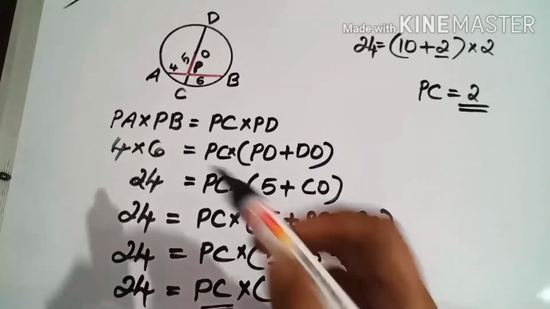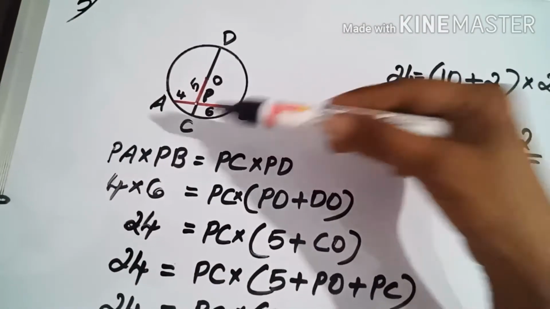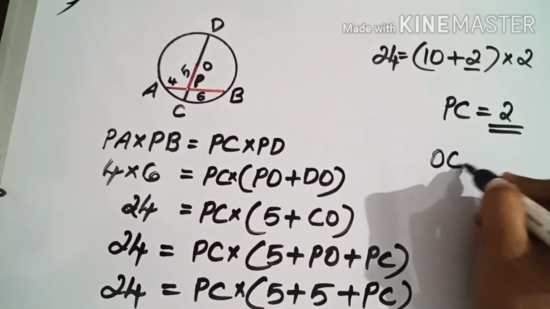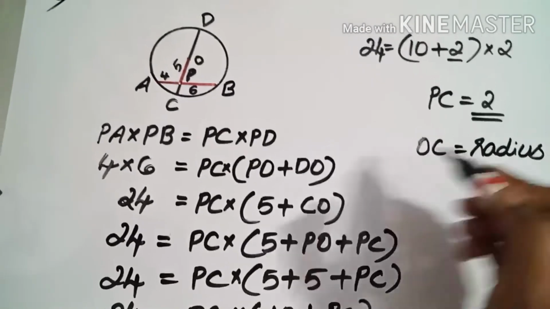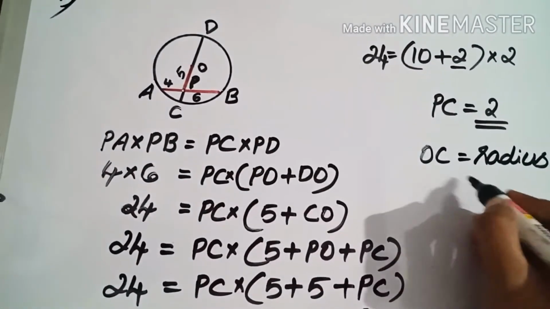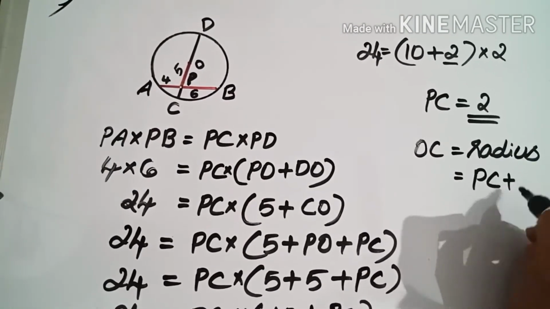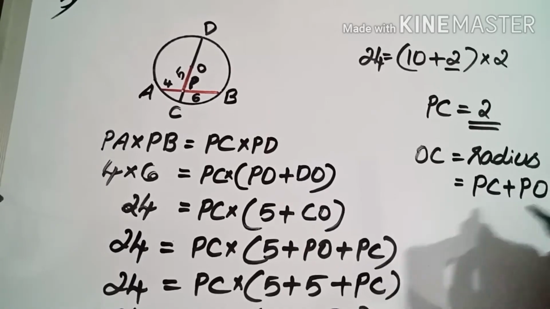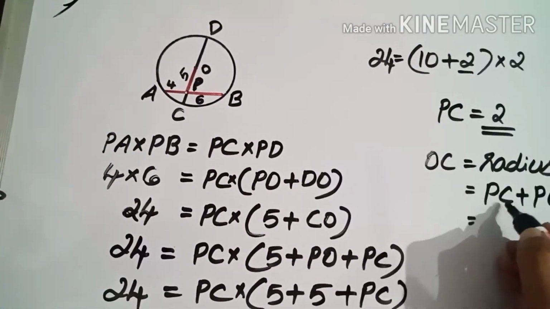That means PC equal to 2, and we already consider OC as the radius. OC equal to what? Radius. We need to find the radius measurement. So OC is the radius, means OC equal to PC plus PO. PC plus PO is here the radius. Now we got PC as what?